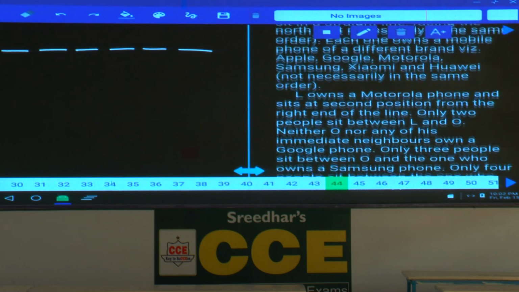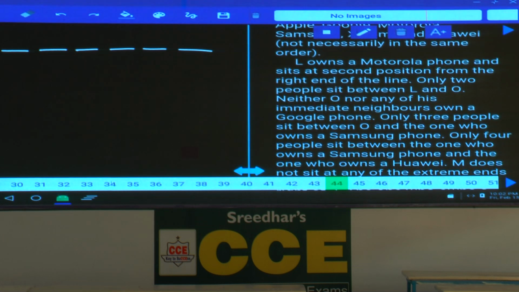Then L owns Motorola phone and sits at the second position from the right end of the line. Now this will be L, isn't it? And this person owns Motorola and is seated second from the right hand side. And only 2 people between L and O, hence O must be second from the left hand side. And neither O nor any one of his immediate neighbors own Google phone, hence Google cannot be here, and Google cannot be here, and Google cannot be at this place.